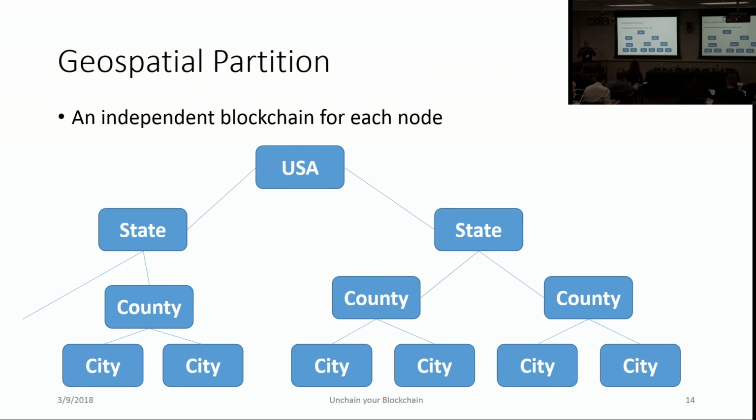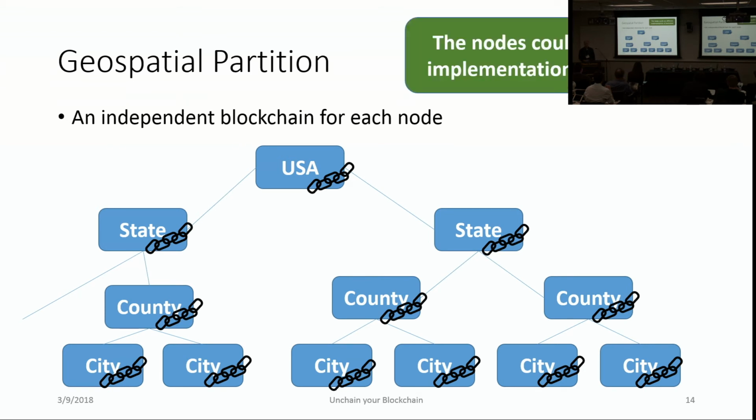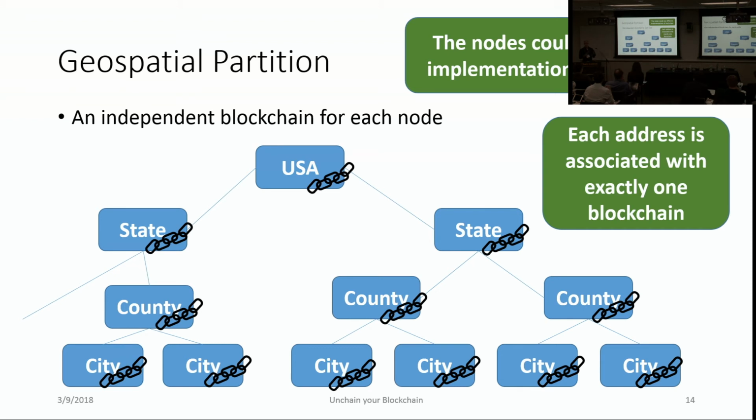What we have is a hierarchical partitioning of our geographical area. For example, you can start with all of the USA, then you have the different states, different counties, different cities and towns, etc. And we associate a different blockchain to each one of the nodes. Each blockchain here is independent. Their consensus is independent. They work independently. They don't even need to be of the same type. They can be different implementations of blockchains.